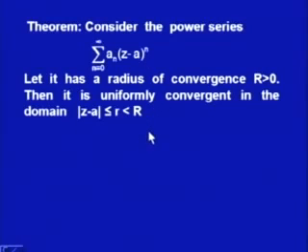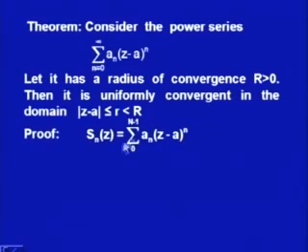Now, to prove this, let us consider the partial sum S_n(z) as the sum of a_n (z minus a) raised to power n. It is a sum of n terms, so it runs from 0 to n minus 1. So, this is the partial sum.